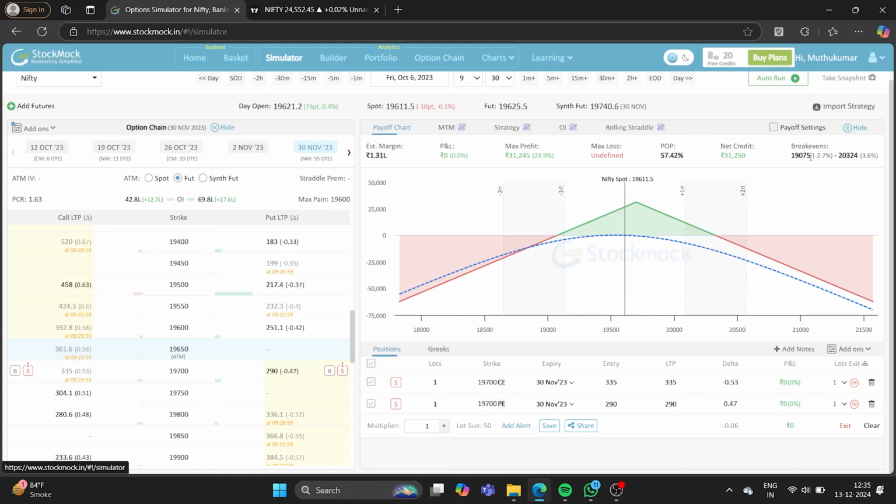So now the break even is 19,075. You can see, right, the downside break even. Now if the market comes to 19,175, that is 100 points from the break even, then I will start my adjustment.